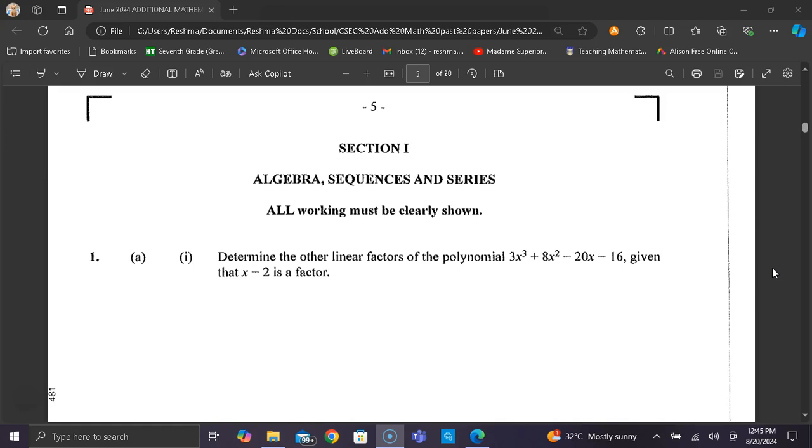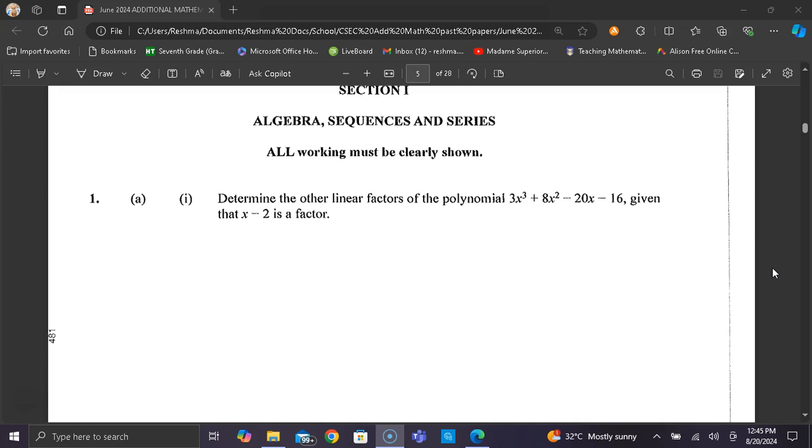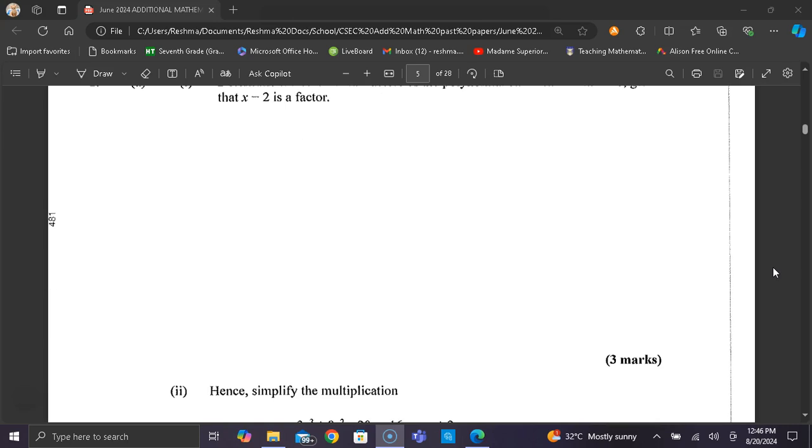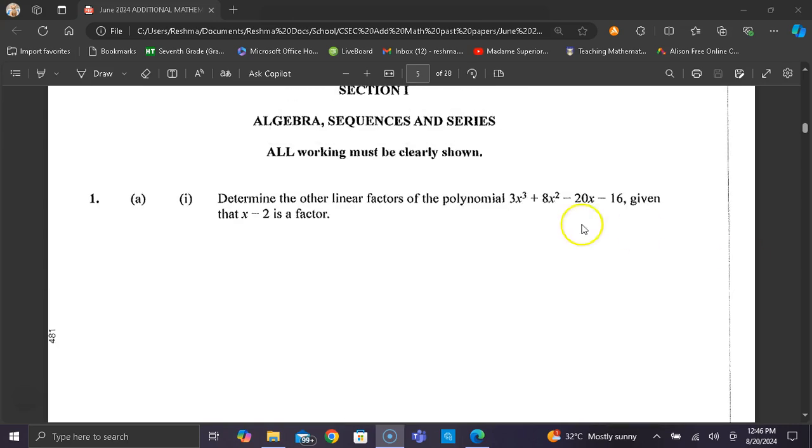So let's go. Question 1 in the section Algebra, Sequences and Series has to do with the remainder and factor theorem. Part A, part 1: determine the other linear factors of the polynomial 3x cubed plus 8x squared minus 20x minus 16, given that x minus 2 is a factor. This is for 3 marks. So let's do some long division.